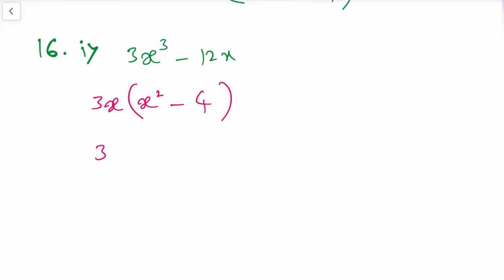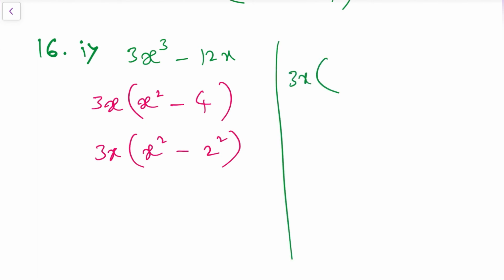3x as it is into x square minus 4 can be written as x square minus 2 square. Now 3x as it is into x square minus 2 square is nothing but x plus 2 into x minus 2, because it is in the form of a square minus b square. So the final factorization of the given cubic polynomial is 3x into x plus 2 into x minus 2. In this, one will be length, one will be breadth, and one will be height.